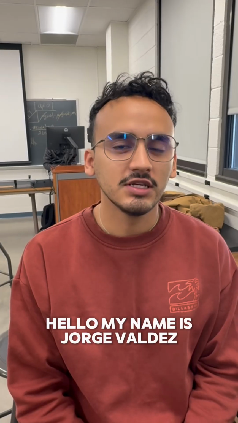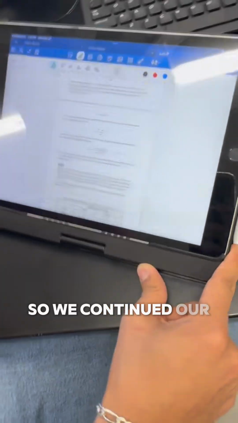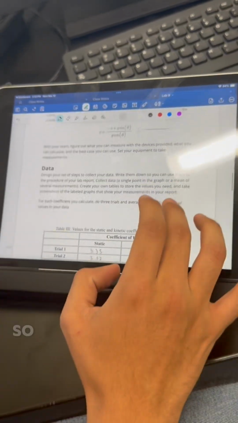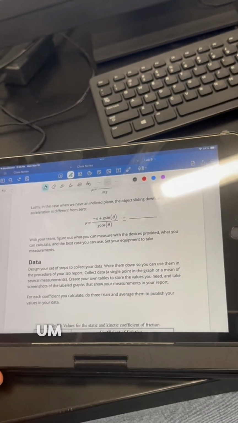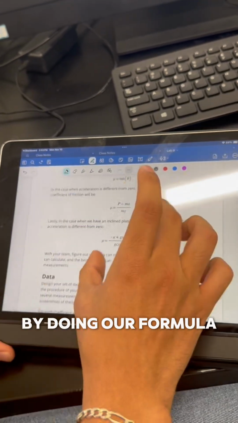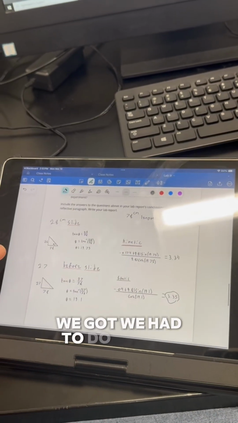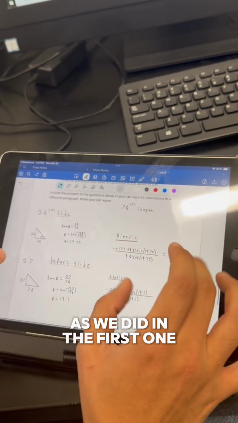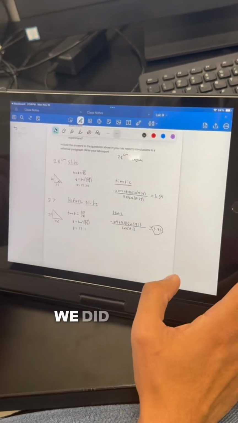Hello, my name is Jorge Valdez, and this is the second part of our data analysis. So we continued our lab by doing our second and third trial. So we pretty much were doing the same thing as we did in our first one. We got our new by doing our formula right here, and then we had to get our thetas again by doing the same thing as we did in the first one. And then going from there, we did our second graph, which was right here.